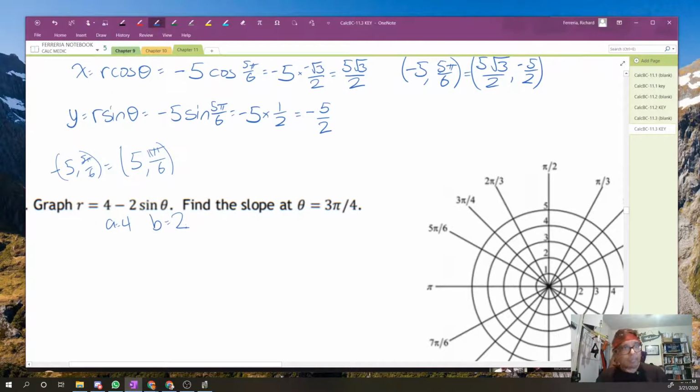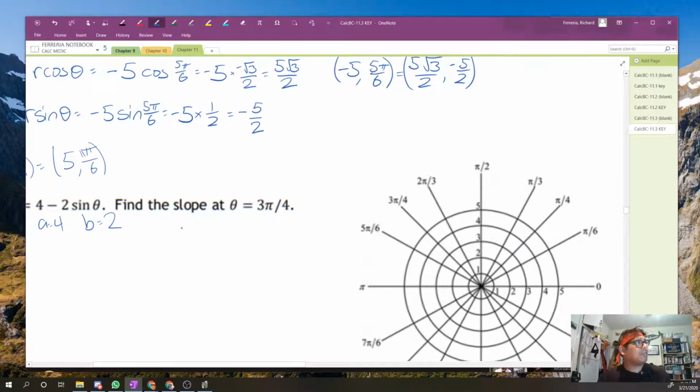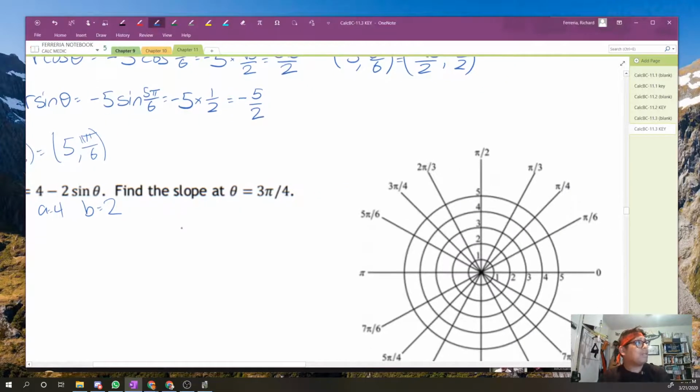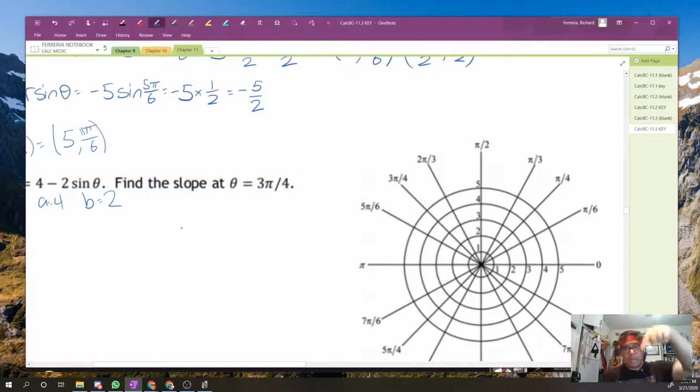It's a sine curve, so we are symmetric about the y-axis. The major axis is going to go downwards because it's a negative sign. So our major axis is going to be a plus b, or 6. 1, 2, 3, 4, 5, 6. So here's our major axis. Our minor axis is going to be 4 minus 2, which is just 2. And the sides here are going to be 4.